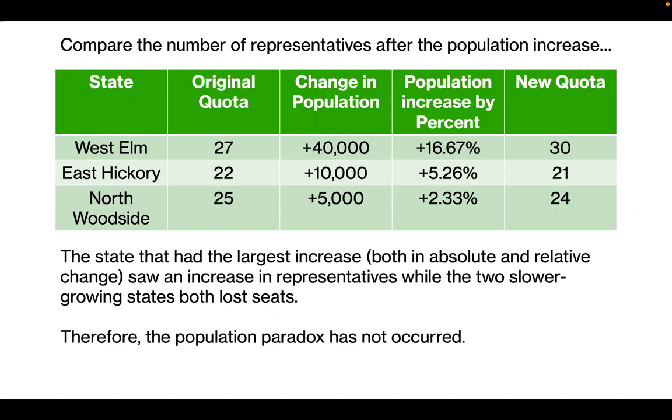Therefore, the population paradox has not occurred because it happened the way it should have. If someone's going to lose a seat, it should be those with the lower or slower population growth, while the larger growth should be the one that earns or gains a seat, or 3 in this case.